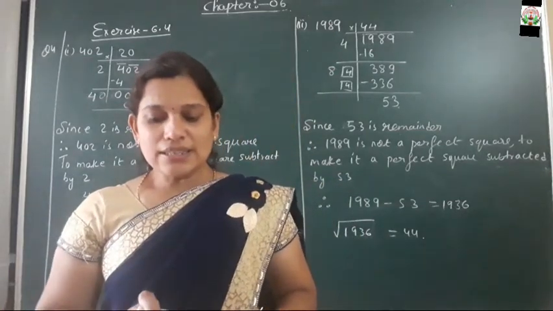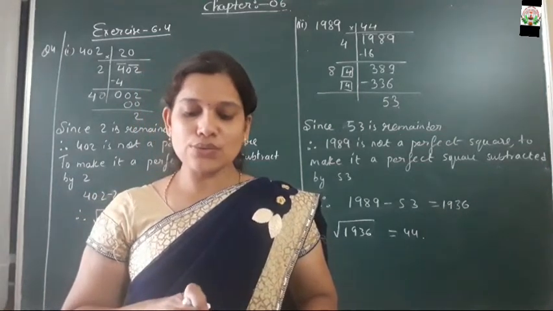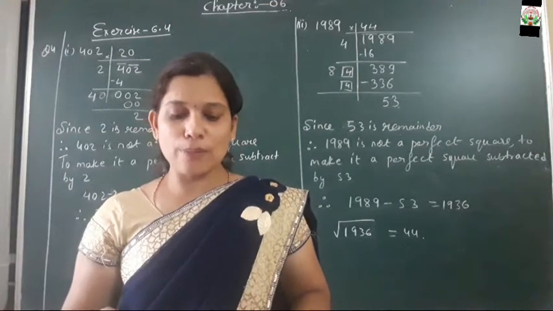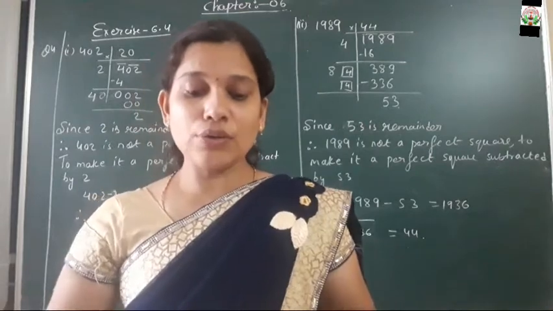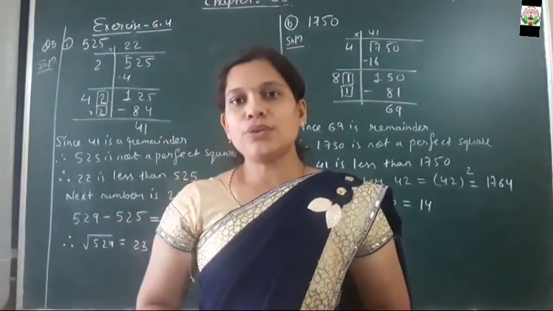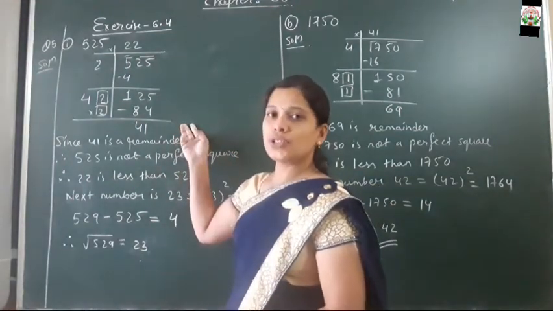So find the least number which must be added to each of the following numbers so as to get a perfect square. Also find the square root of the perfect square so obtained. So here the number is 525. Clear? Now looking at the fifth question, we have to solve it in the same way as we did for question number 4.